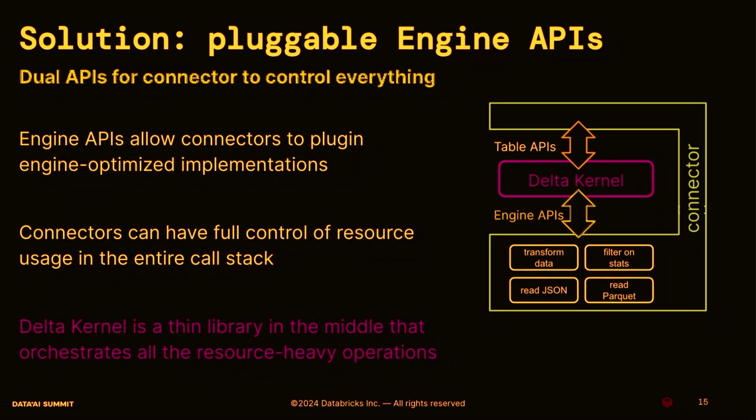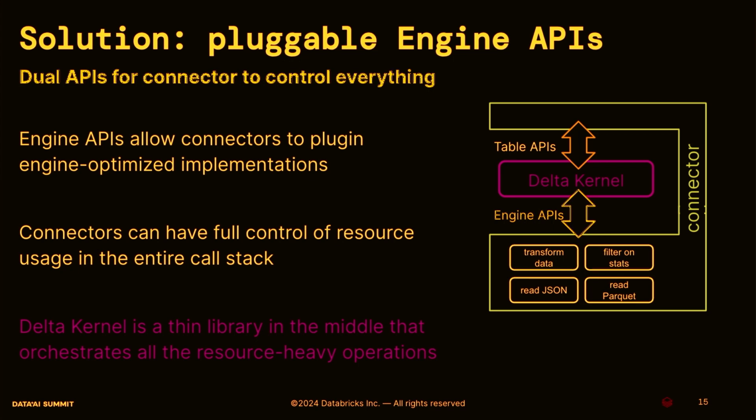actually pluggable. So there's another set of APIs called the engine APIs that the kernel provides, which allows the connector developer to say, okay, I want to use the Parquet reader that is already in my engine that already does what is best for the engine. It can read the Parquet file and directly materialize it in the memory format that the engine loves, and that is the fastest thing to do. So I can plug in my own Parquet reader. So this engine API actually allows this pluggability into the kernel.